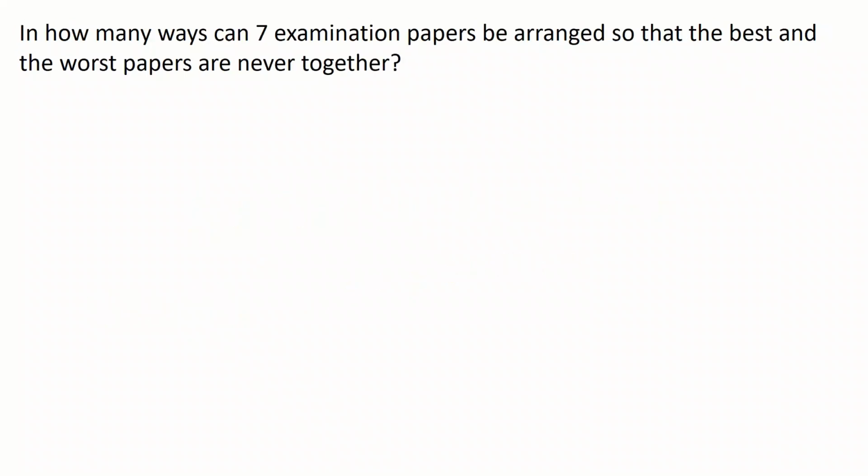In how many ways can 7 examination papers be arranged so that the best and the worst papers are never together? Okay, so assume that you have 7 examination papers. This is paper 1, paper 2, all the way up to paper 7. So now the question asks you in how many ways you can arrange them. If there was no restriction, the answer would be 7 factorial. But there is a restriction that the best and the worst papers cannot be together.